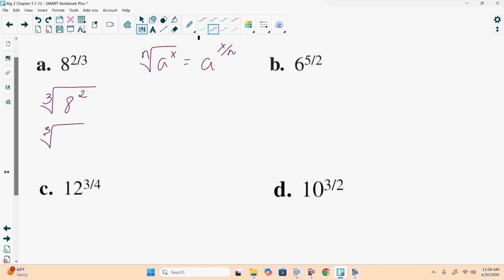Well, 8 squared is 64, so it's really telling us 64 to what power? What number to the 3rd is 64? And it would be 4. And there are other ways we can manipulate this and work it and get it to simplify out.